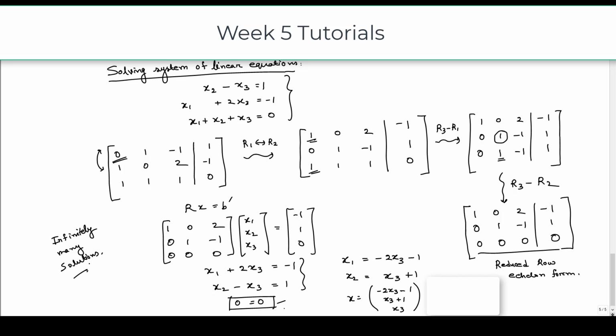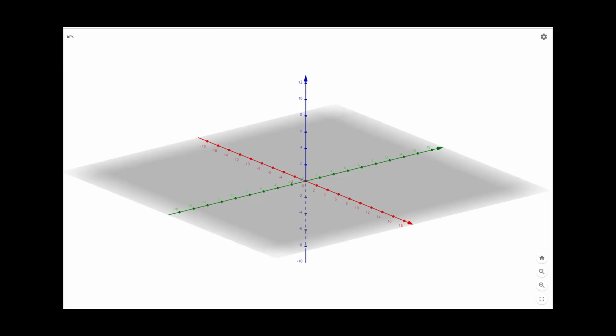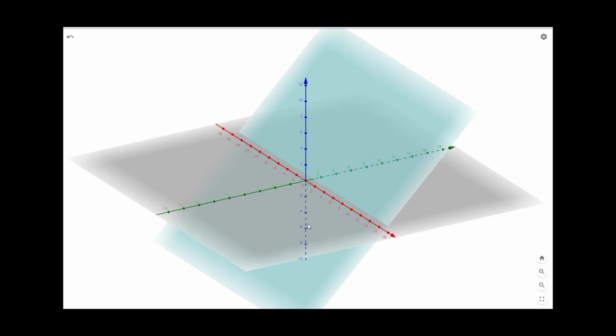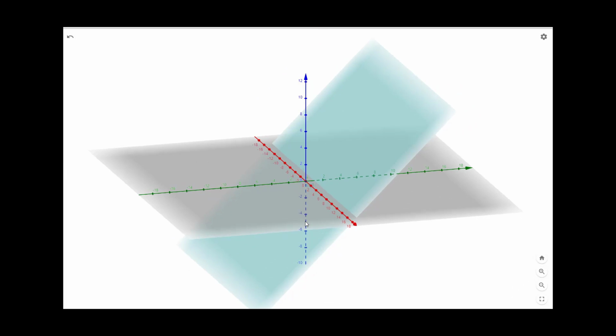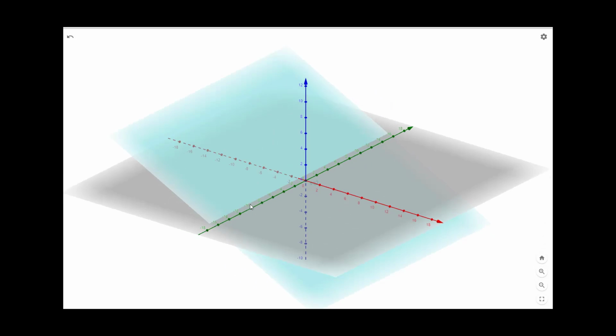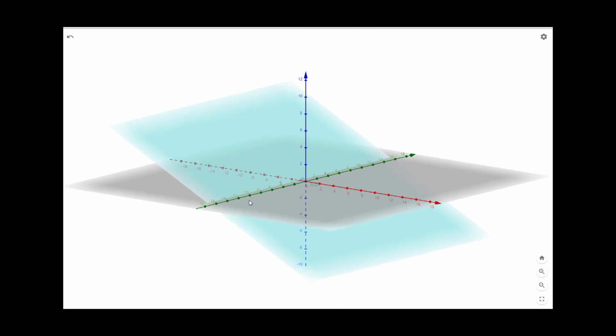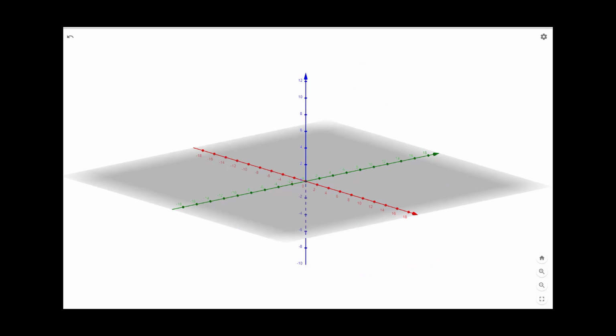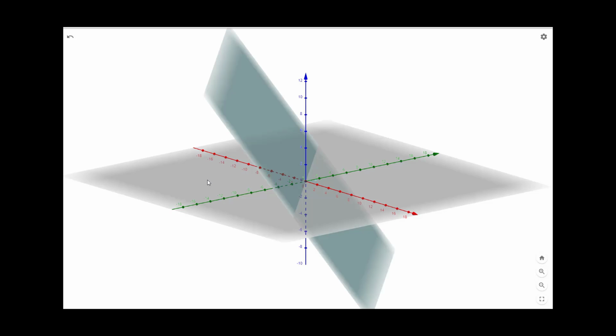So let us see the geometric representation of this system of linear equations. Let us consider the first equation, which was x2 minus x3 equal to 1. The plane will look like this in our xyz space. The second equation was x1 plus 2x3 equal to minus 1, that will look like this plane. And the third equation was x1 plus x2 plus x3 equal to 0. So this will look like this.